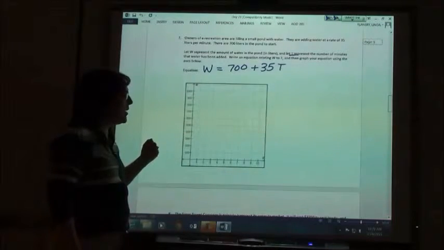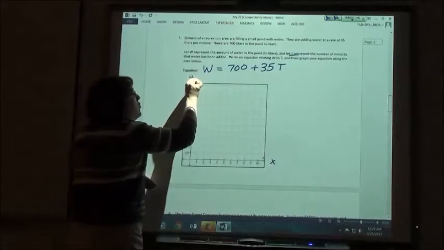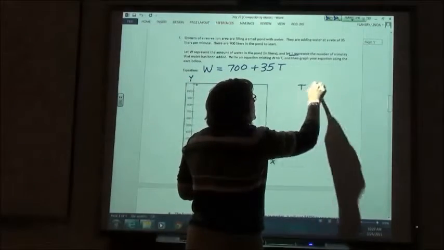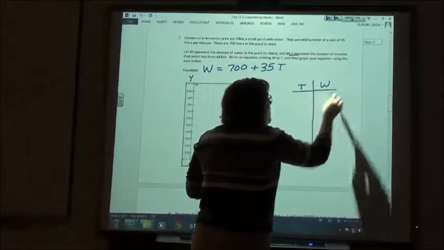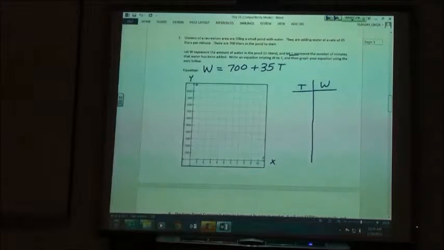So I want to think about when I put my stuff in. This is normally the X, and this is normally the Y, right? So when I make my table, the T is going to come first. The W's are my answers. And then I just want to use some nice, easy numbers.